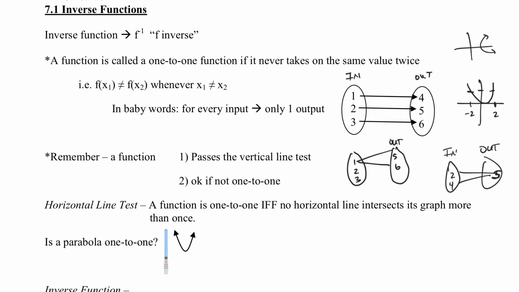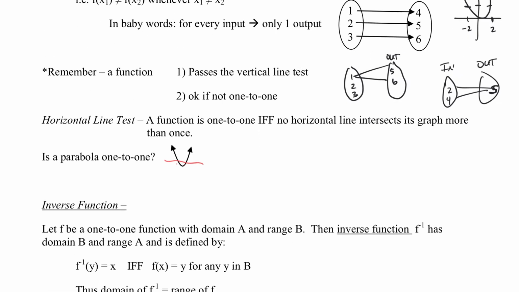Now the horizontal line test is what we use to determine if it is one-to-one. If a horizontal line intersects the graph more than once, then it is not one-to-one. For something to be one-to-one, it needs to pass both the vertical and horizontal line tests. So is this parabola one-to-one? No, because if I do the horizontal line test and come through right here, it crosses in two spots, so it is not one-to-one. Is it a function though? Yes, it is. All right, moving on.